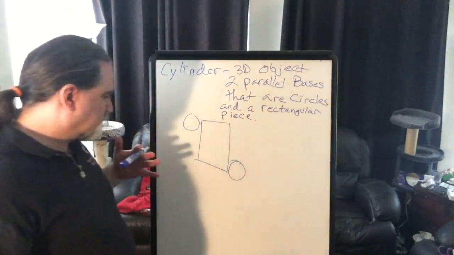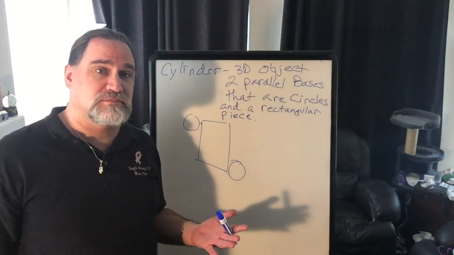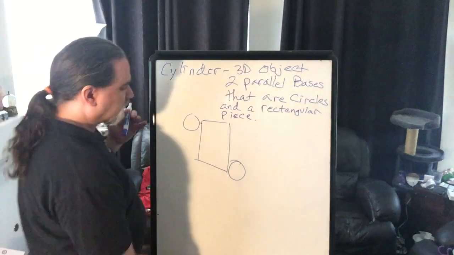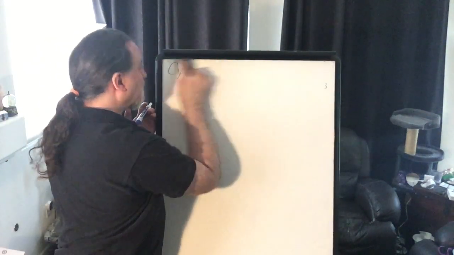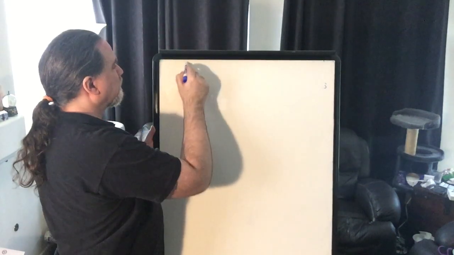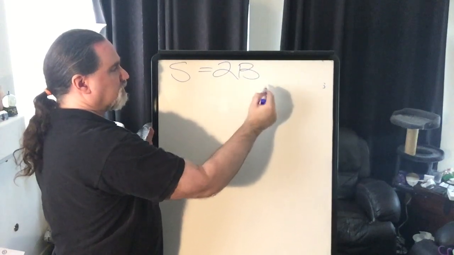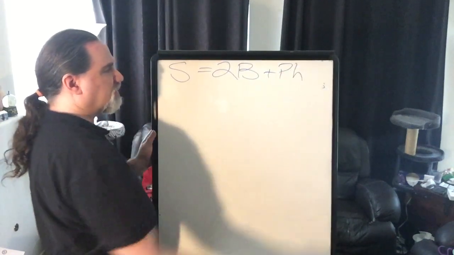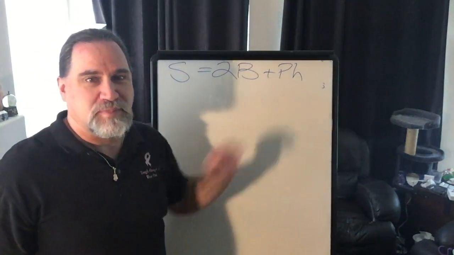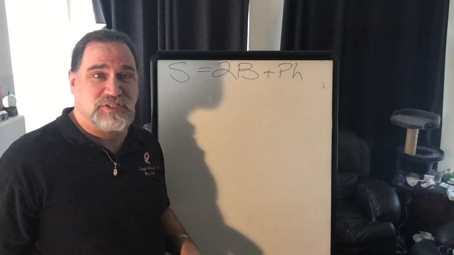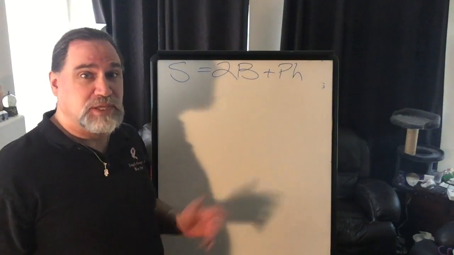So it's nice to know what it is, but how do we find its surface area? Well, here's where it gets really nice. How do you find the surface area of a cylinder? Surface area equals 2B plus Ph. We saw that for every prism. I know that P stands for perimeter, but it also kind of reminds us that it's a prism.